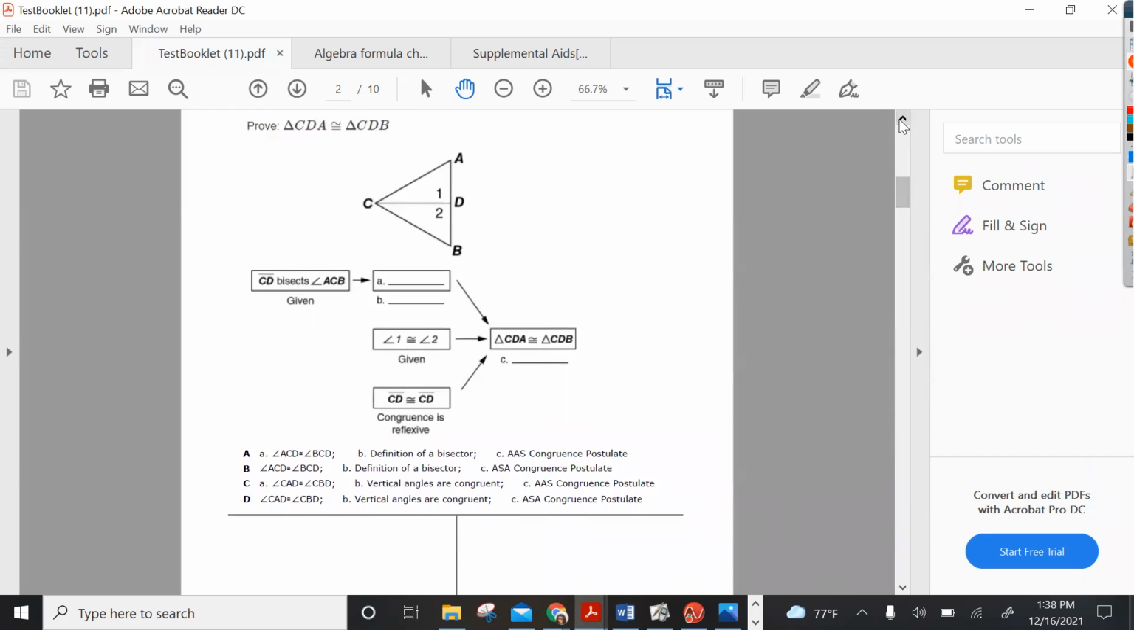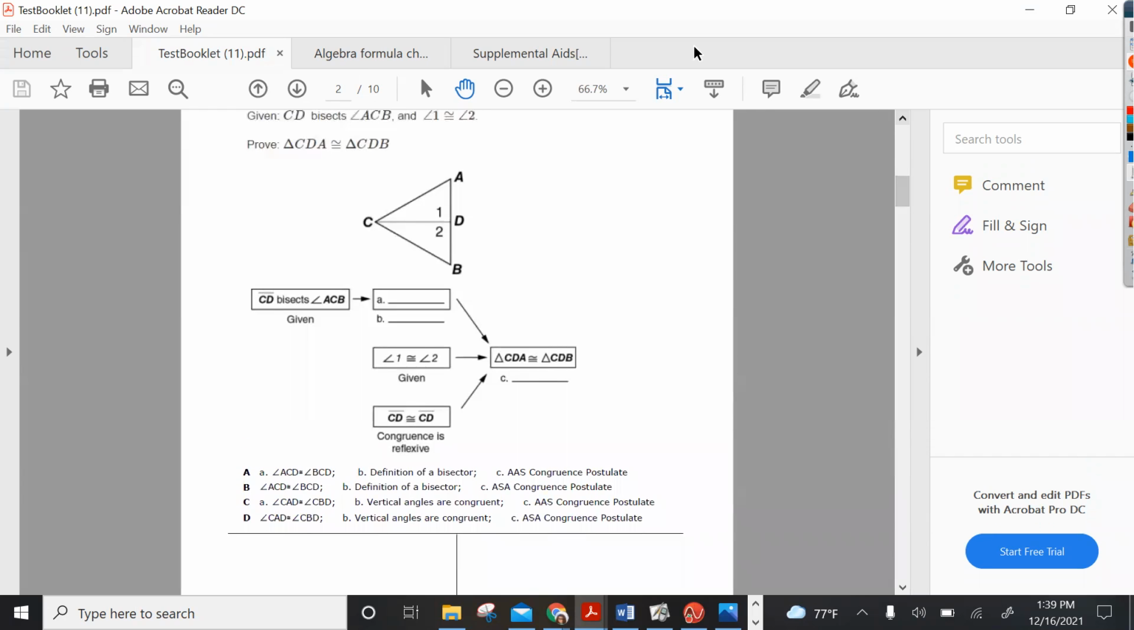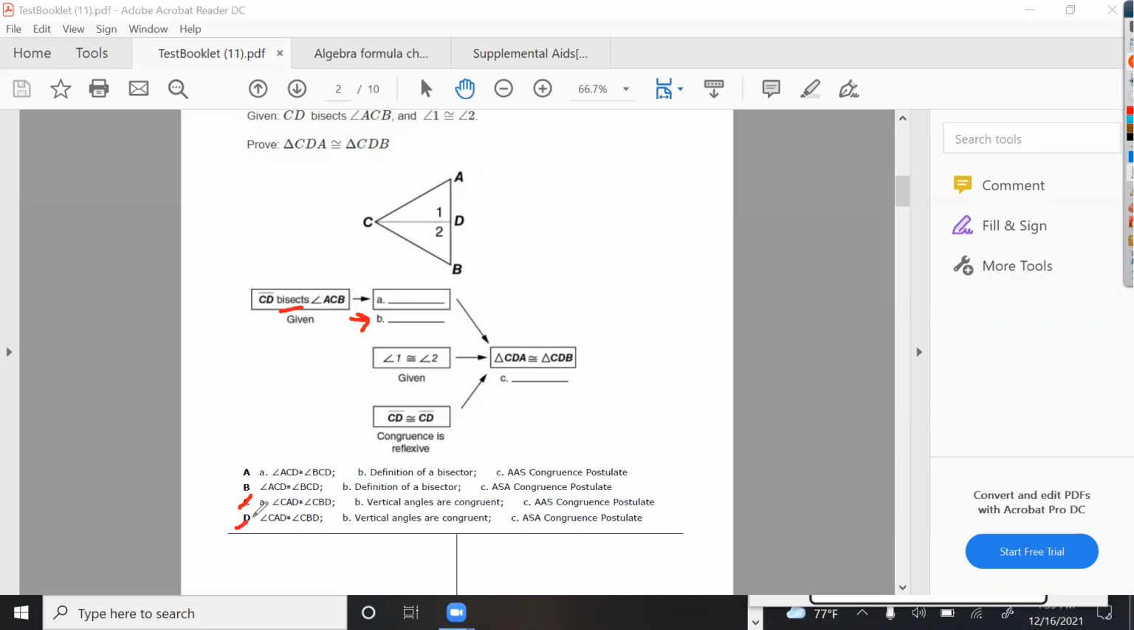So remember, when we talk about flowchart, they have to go in order. When we're looking at this, when we see bisects, we know that we're going to have to use the definition of bisects in B, because when we have an arrow pointing, we're using what's in here. So B has to have the definition of bisector, so it's not going to be C or D. Now you have to figure out what it bisects.